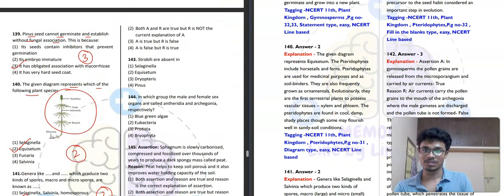Yes, so assertion is true, reason is false. That's why third is the answer. There is no need to verify whether the reason is correctly verifying the assertion, because the reason is itself wrong. So the answer is 143.